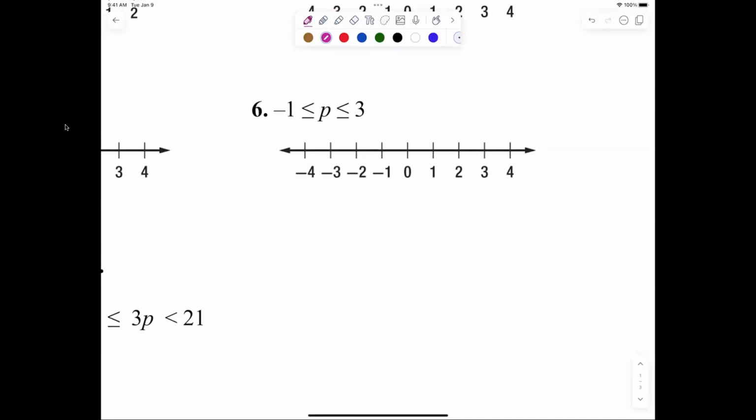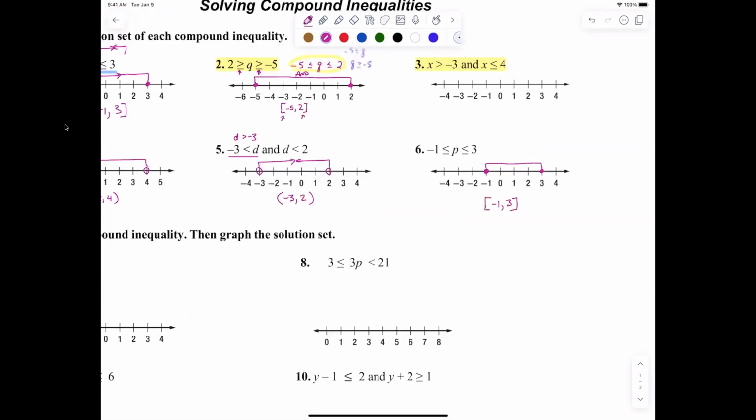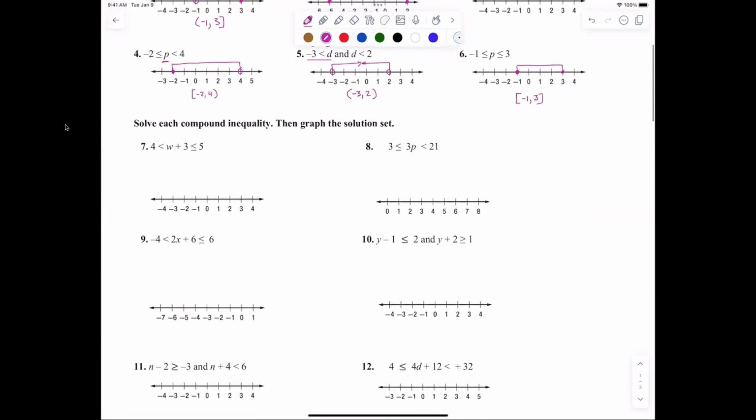P is between what? -1 and 3. So just to be sure, -1, here's 3, everything in between. So interval notation, it would just be what? 2 brackets, right? -1, 3, bracket. Anybody have an issue with that? All right, here we go.